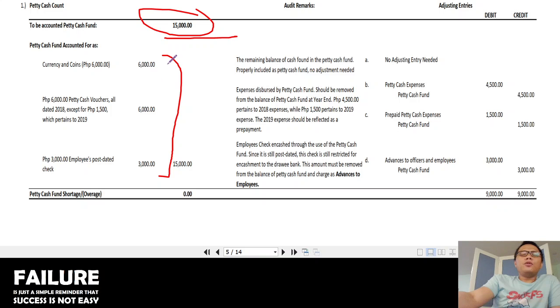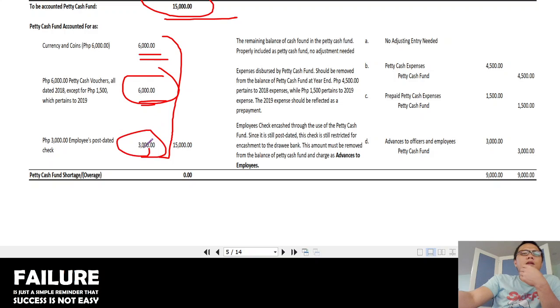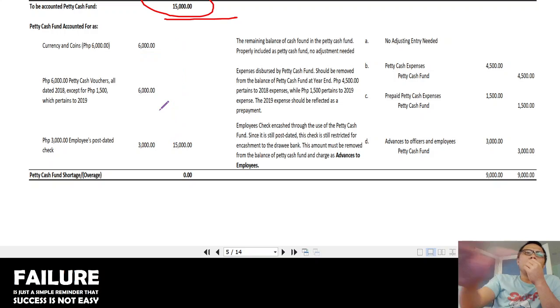Ito yung mga nakita natin, or these were the things na we noted in the petty cash box. So, meron tayong currency and coins. Meron tayong yun nga, yung voucher. And meron tayong post-dated check. So, again, if we are to add all of that, 15,000 yung total. So, properly accounted ang petty cash fund natin. Walang shortage or overage. What is wrong is that during the presentation, in-include pa rin siya as cash. Di ba? Pero in fact, dapat hindi na.